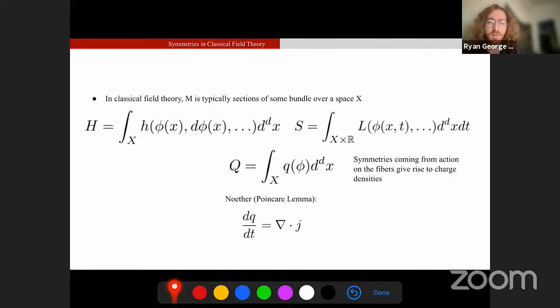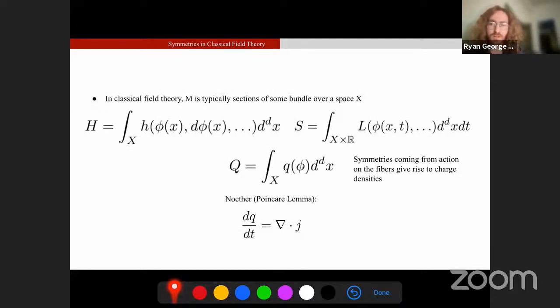Or sometimes people work in terms of this Lagrangian framework. But anyway, if you look at the classical Noether theorem, symmetries that come from Hamiltonian actions on the fibers give rise to charge densities now. So we still have these conserved charges Q, but now moreover they're integrals of local densities. This Q of phi is some shorthand for something like this. And we have it a little bit stronger. Not only is big Q dot zero, but actually little q dot is the divergence of some vector field, which we call the current. And this is really just the Poincaré lemma. So this is some local conservation law. So this is a bit stronger. And this is the thing we're going to think about generalizing.